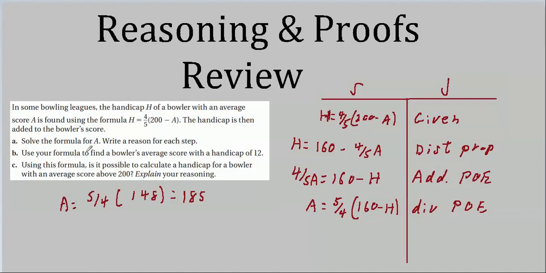So the last question here, now that you understand handicaps, or at least my explanation of what handicaps are, your teacher might have a different explanation for handicaps. There's more than one way to look at these things, and they are pretty popular. I can't stand them, but most of the people who play sports seem to think they're okay, so what do I know? I'm a math guy. Now, is it possible to calculate a handicap for a bowler with an average score above 200?